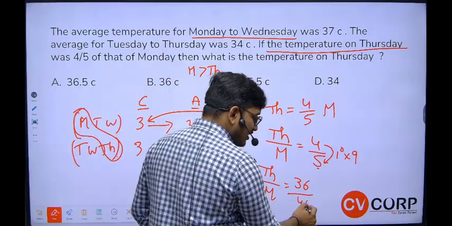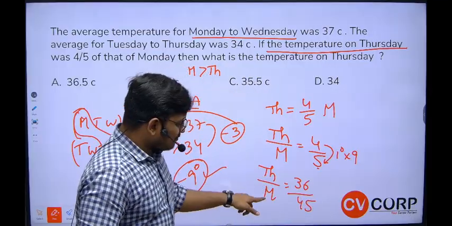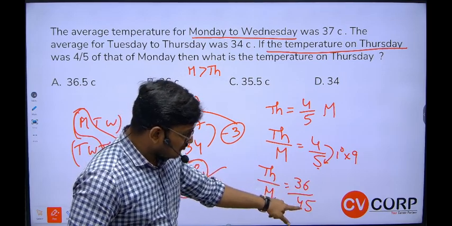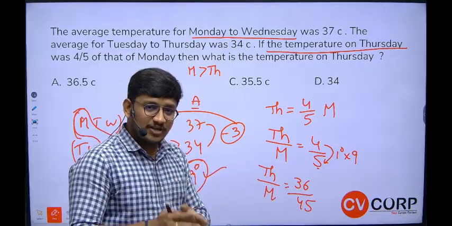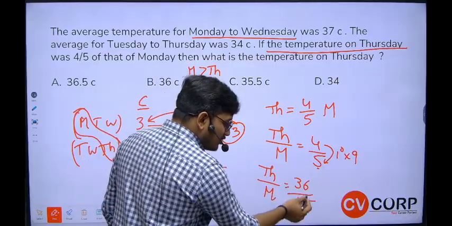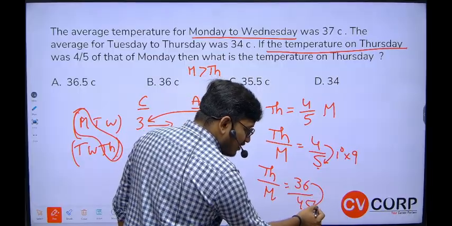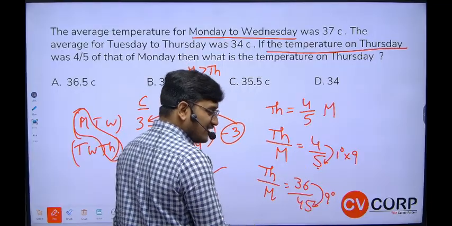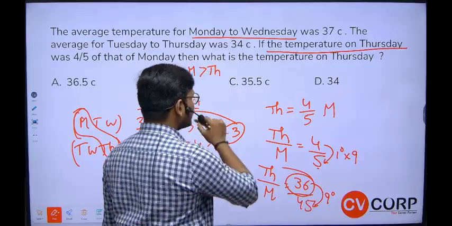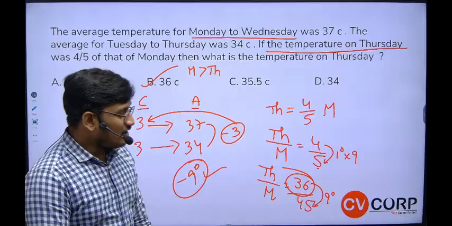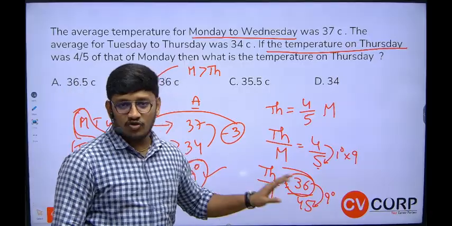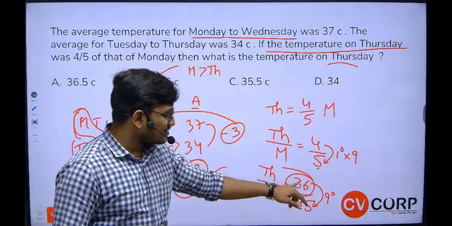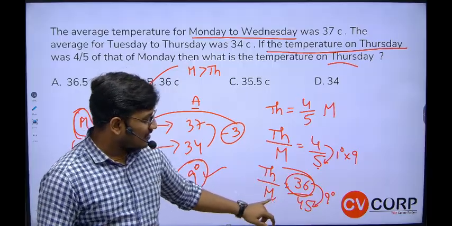Now check if you want. So Thursday temperature and Monday temperature 36 by 45. If you want, you can cross check 36 by 45 or 4 by 5. Both are possessing the same ratio format. And if you observe the difference, Monday temperature is how many degrees more than Thursday's temperature? 9 degrees. Now condition satisfied. They're asking about what is Thursday's temperature. So it is 36 degrees. Or if they would have asked you what is the Monday's temperature, answer is 45. But here they are asking about the temperature on Thursday. So Thursday's temperature is 36, or else Monday temperature is 45.